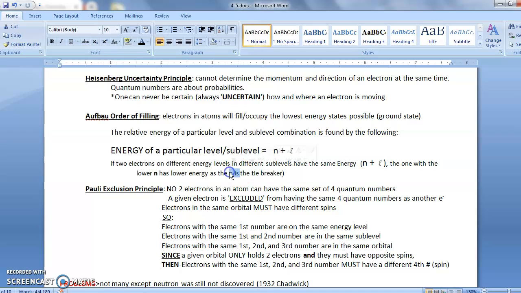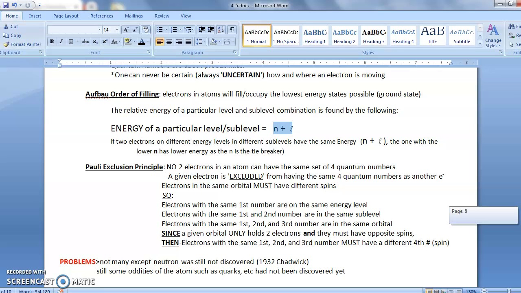And we'll get more to that in our next discussion when we begin looking at electron configurations, orbital notations, and those sorts of things. We'll talk a lot more about how to know the order of filling. For now, you just need to know that they go to the lowest energy level first, and you get the energy by adding the N plus L.